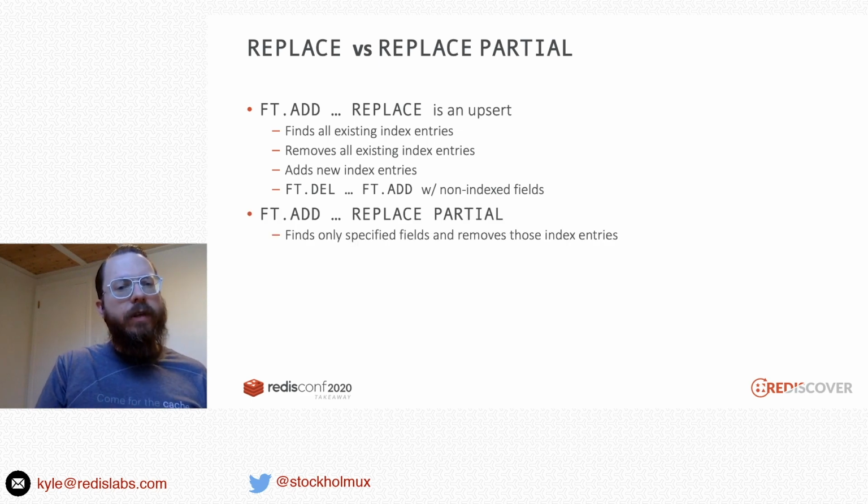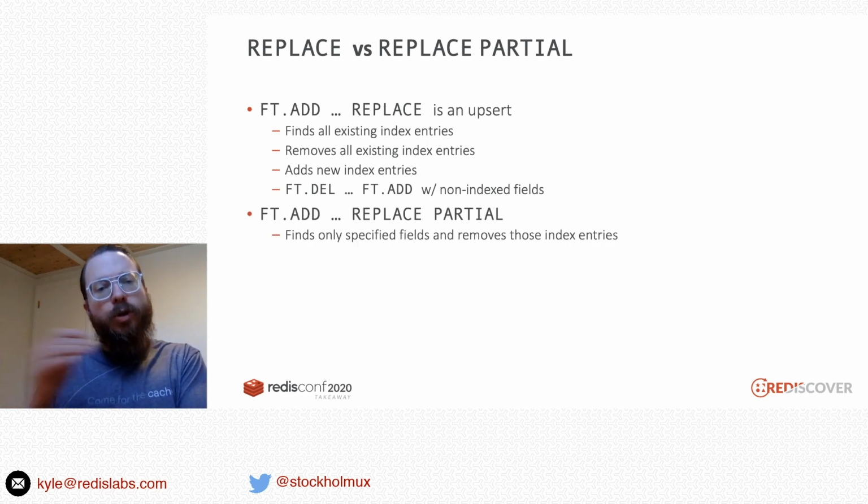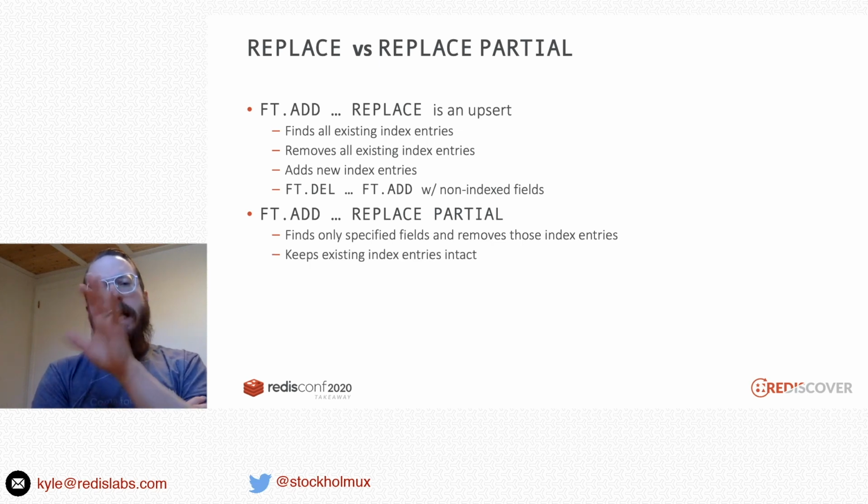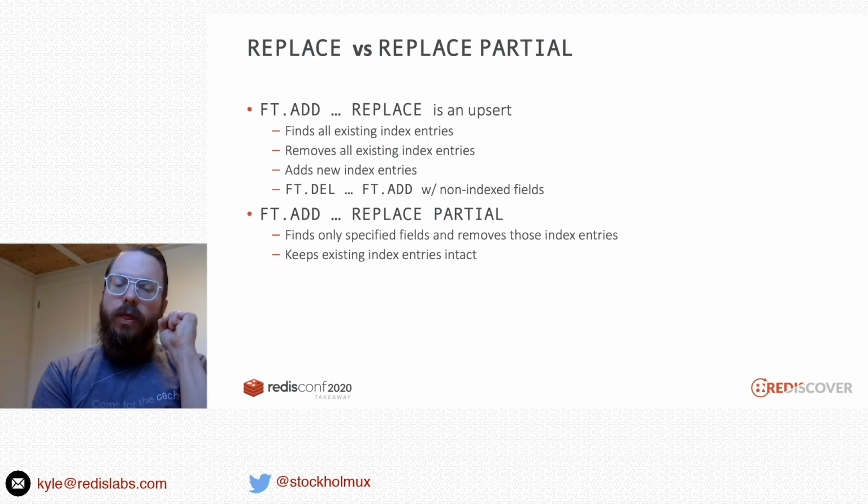So moving on to FT.ADD REPLACE PARTIAL, this only finds the specified index fields and then removes those entries. So if you are looking at a particular field and you want to replace that, it's going to leave the rest of the document intact, right? So this is the key difference here.